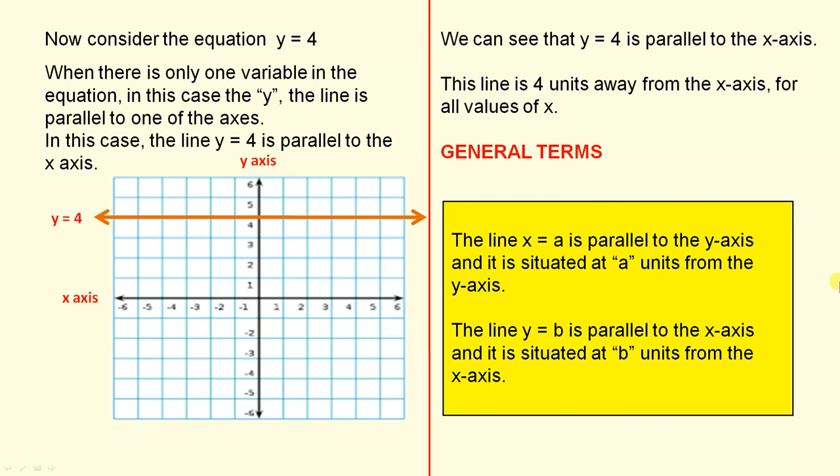So this video has looked at two very special lines on the number plane, lines that are parallel to the y-axis and those that are parallel to the x-axis. And the general formula is x equals a gives you lines parallel to the y-axis, and y equals b gives you lines parallel to the x-axis.